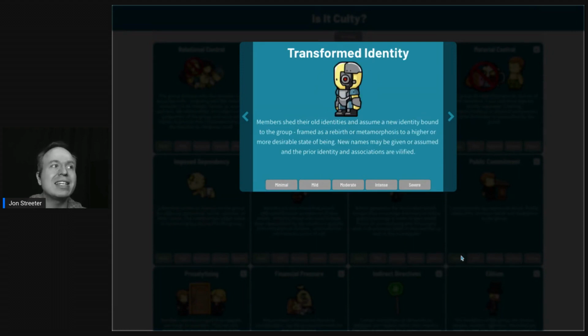Okay, transformed identity. Members shed their old identities and assume a new identity bound to the group, framed as a rebirth or metamorphosis to a higher or more desirable state of being. New names may be given or assumed, and the prior identity and associations are vilified.